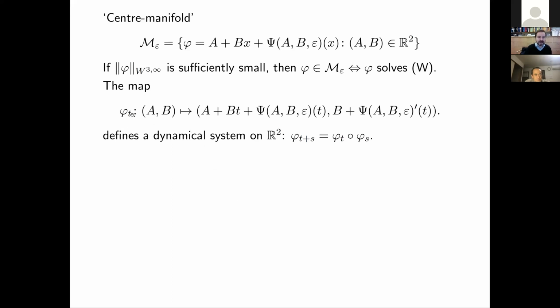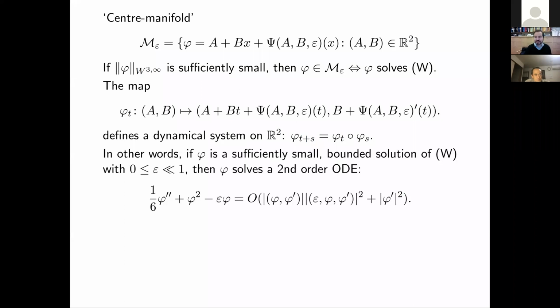So this map from the initial conditions to the solution defines a dynamical system. So you have a flow map, and once you have a flow map, there will also be a connected ordinary differential equation. If phi is a sufficiently small bounded solution to the Whitham equation with wave speed close to 1, then the solution will solve a second order ordinary differential equation. This is a bit remarkable. I say this for the Whitham equation, but you can show a similar result for the full water wave problem.